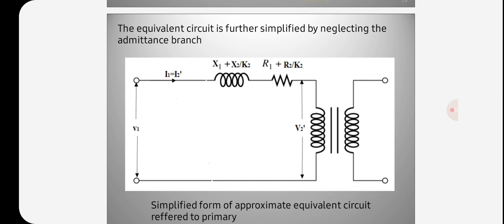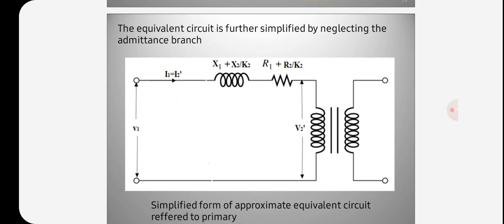The resistance R0 represents the effect of core loss, that means hysteresis and eddy current losses. The current IW passing through R0 is supplying the core losses. The reactance X0 is a loss-free coil through which the magnetizing current I mu is passing. The vector sum of IW and I mu is the no load primary current I0.